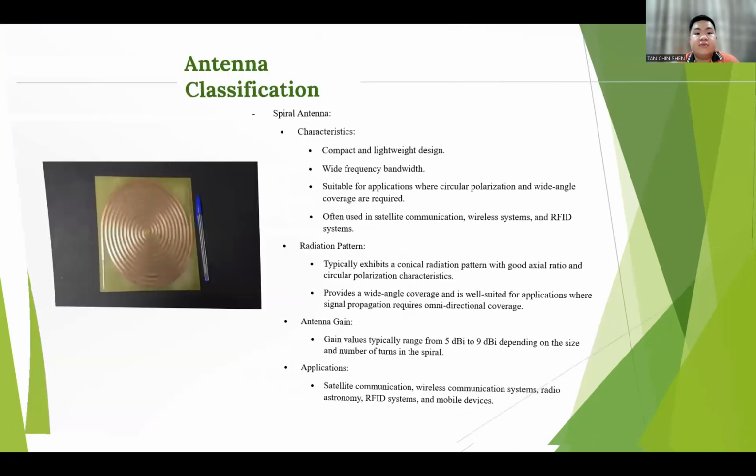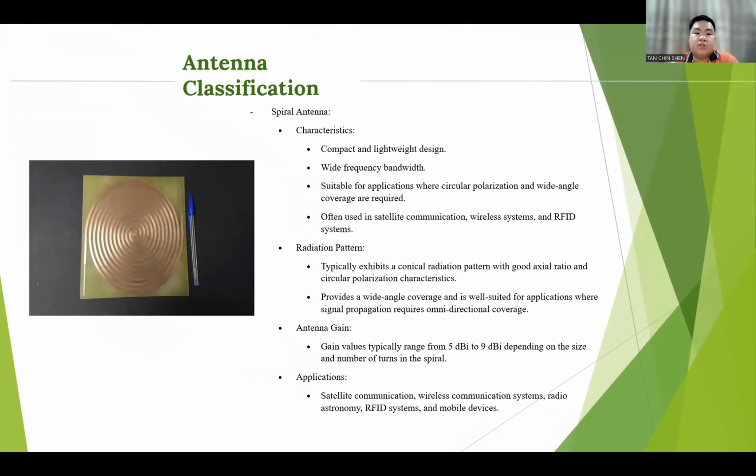The third antenna is the spiral antenna. The characteristics are a compact and lightweight design with wide frequency bandwidth, suitable for applications where circular polarization and wide angle coverage are required, often used in satellite communication, wireless systems, and RF systems. The radiation pattern is conical, with good axial ratio and circular polarization characteristics. It provides wide angle coverage and is well suited for applications where signal propagation requires omnidirectional coverage.